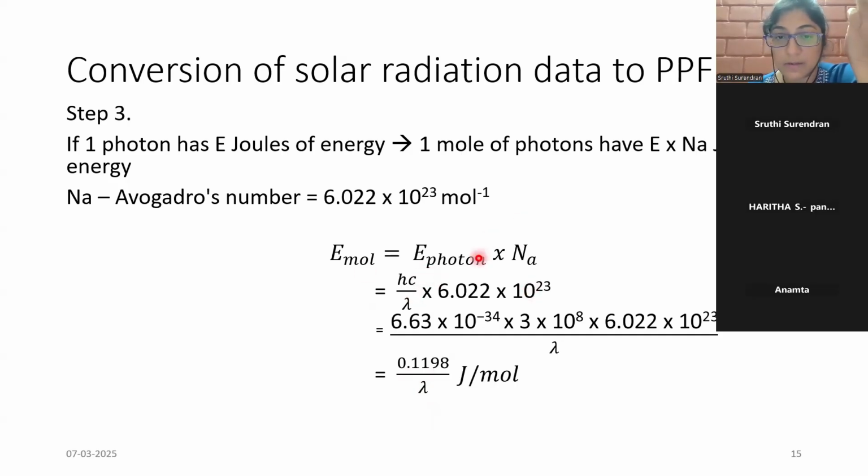The Avogadro's number, we have the Planck's constant, we have the velocity of light. So when we substitute and we find out the final answer, we get it as 0.1198 by lambda joules per mole. So one photon is having this many hc by lambda joules of energy. Then one mole of photons will have 0.1198 by lambda joules per mole of energy.